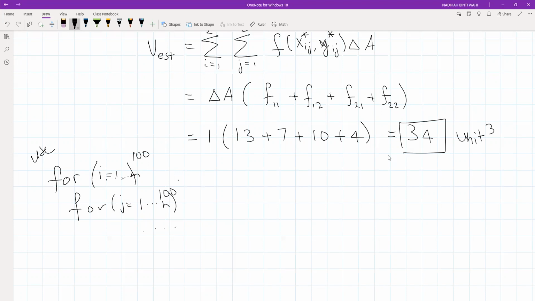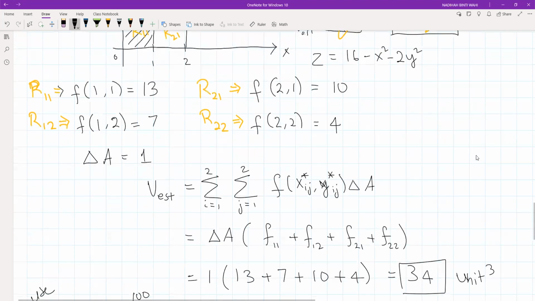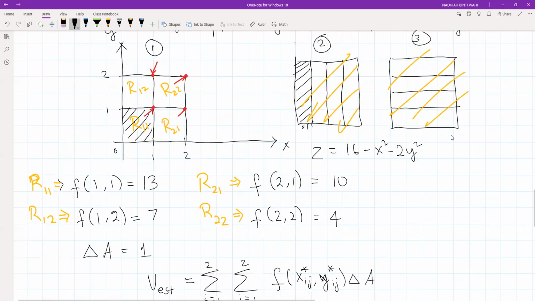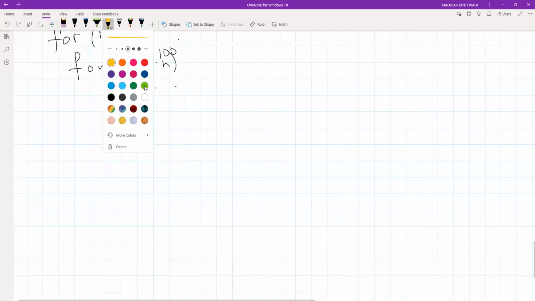Okay, dalam kes ni, let's say, is it ada ni tak? Saya nak tanya sikit je. Does it matter if we took, let's say, saya dah ambil kes ni, saya dah ambil right end point ataupun right upper corner. Let's say I divide this into, this one. Okay, this is the rectangle.